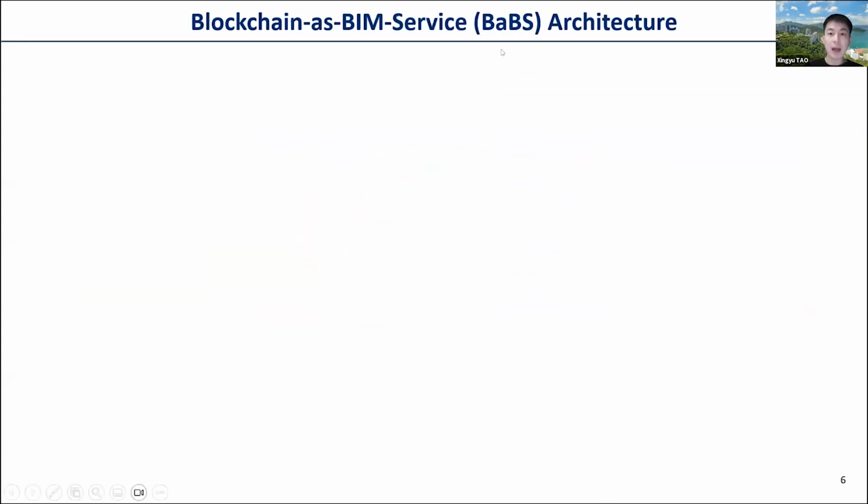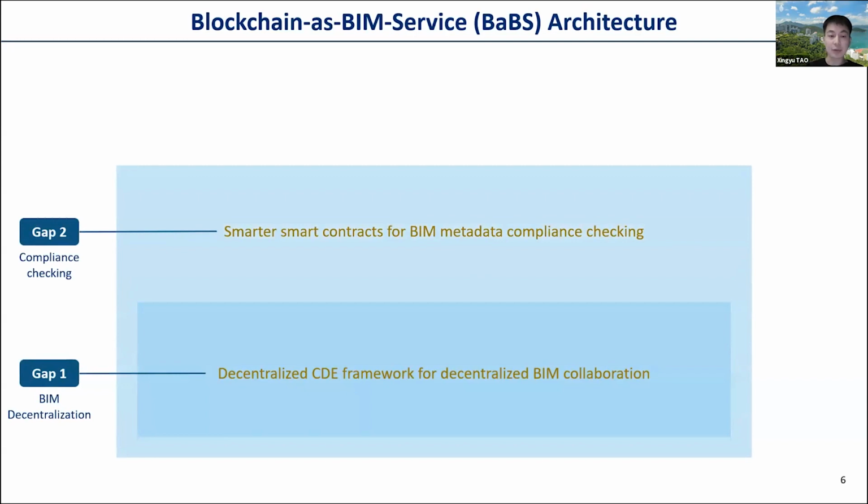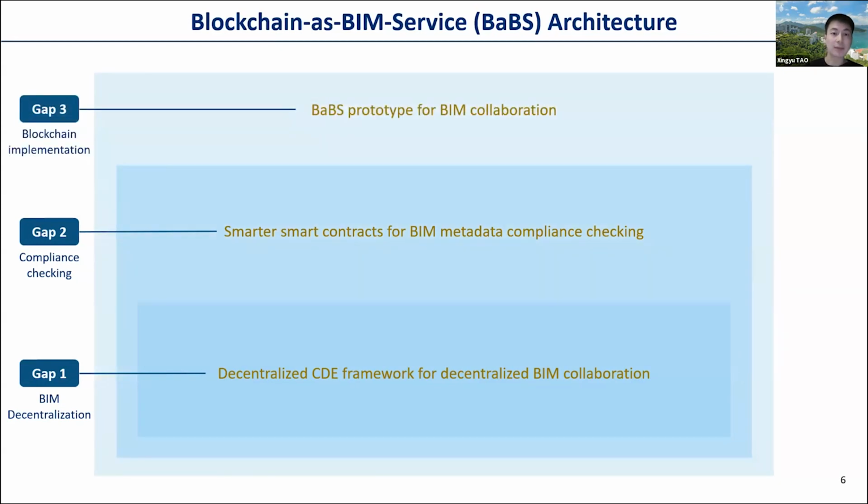So this research is going to share Blockchain as a BIM Service with three parts. The first part, we will consider how to decentralize the BIM data in a decentralized CDE framework. And then based on that, how to make the compliance checking or data security more compliant with the existing standards. And after that, we will develop a BABS prototype for BIM collaboration.